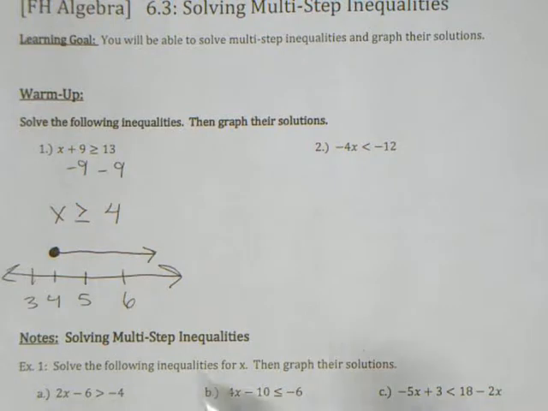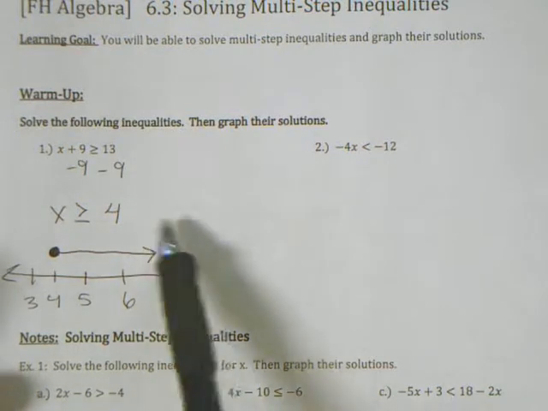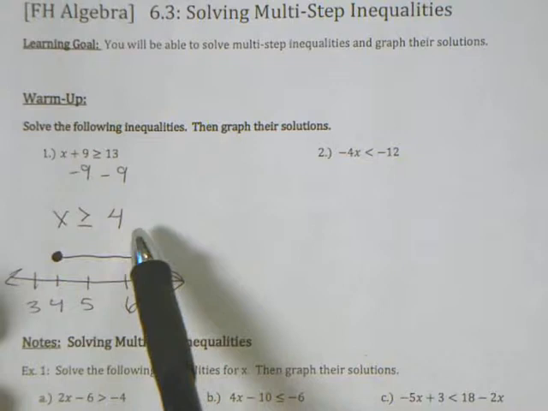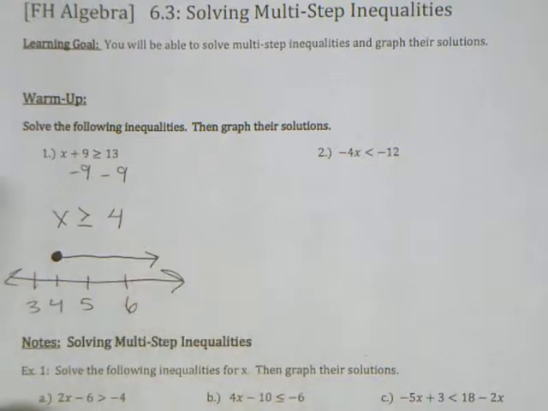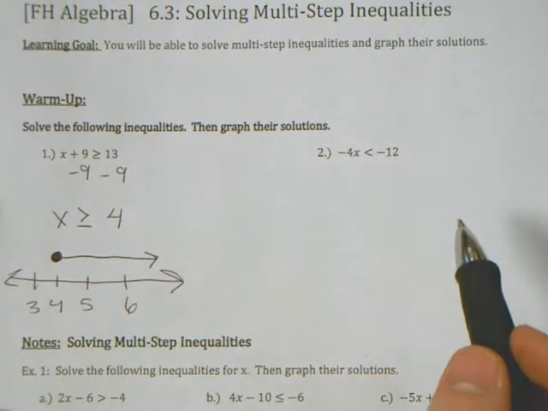Alright, so you subtracted 9 on both sides. x is greater than or equal to 4, and you graph it. Number 2, what am I doing here?